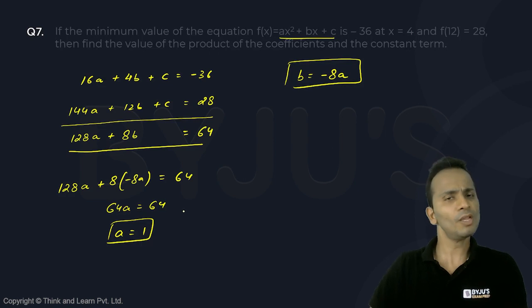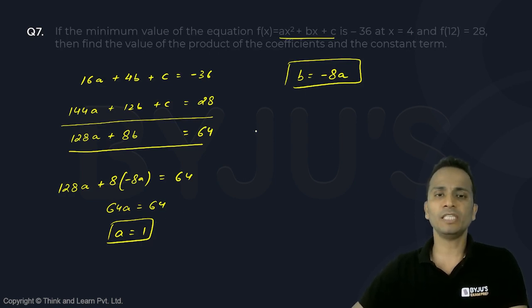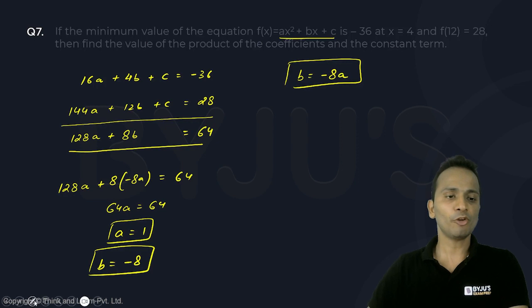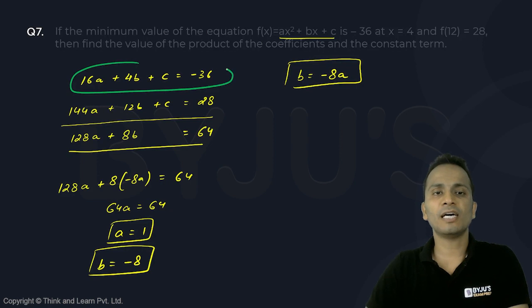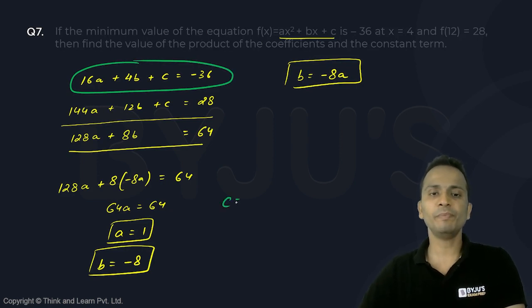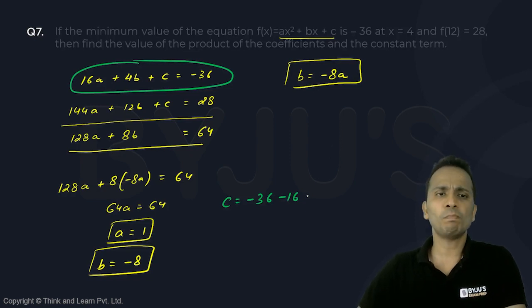as 1. Okay, now a is 1, we can obtain the value of b. So b, which is equal to minus 8a, its value will be equal to minus 8. Now, using these two values of a and b, substituting here, I'll get the value of c. So, c will be equal to minus 36 minus 16a, that means minus 16, minus 4b, that means minus 4 into minus 8, which will be plus 32. So, the value of c will be minus 20.